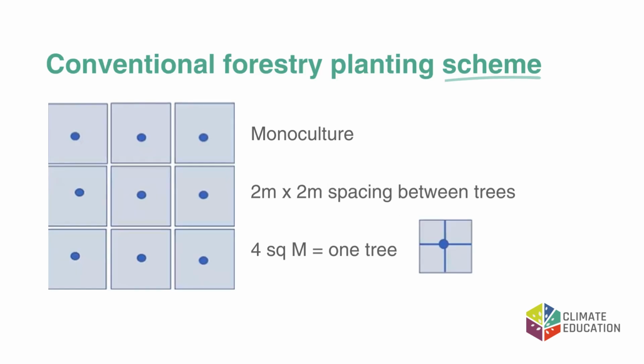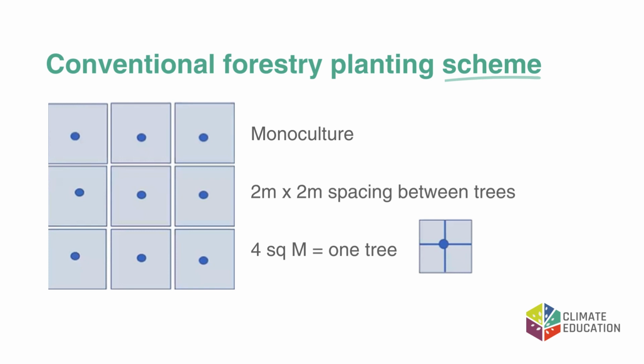This on screen is an image of a conventional forestry planting scheme. So if you see the squares, they reflect a 2-meter spacing between the dots. So the blue dots are the trees. So in this image, we've got 9 trees being planted, and the centre of each of the trees is 2 meters from their nearest neighbour. So that's on the X and Y axis, and slightly more on the diagonal.